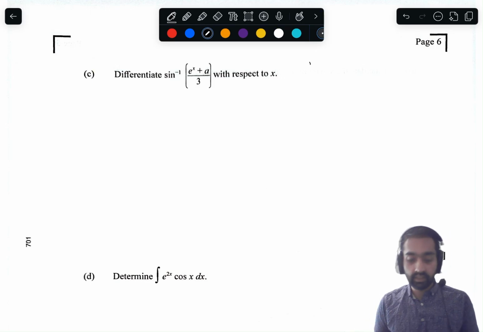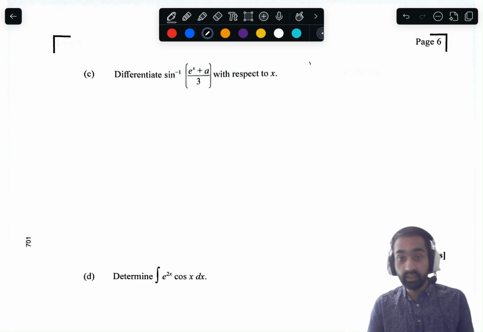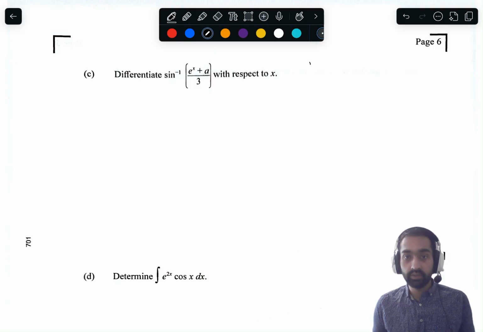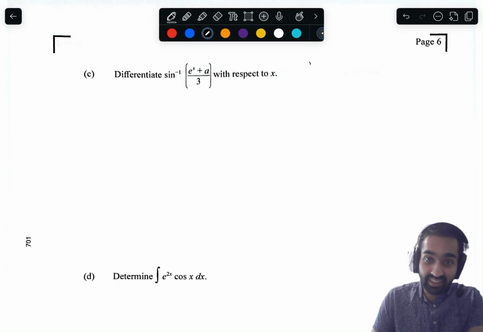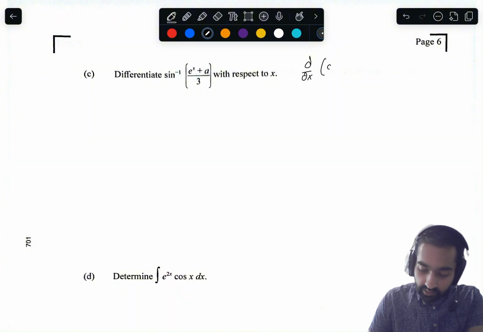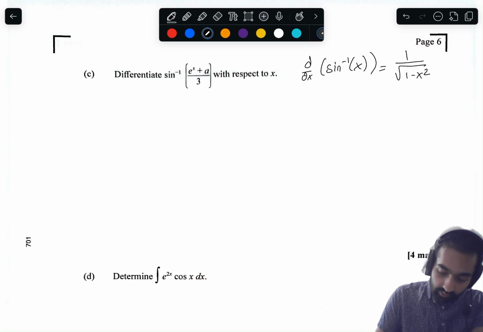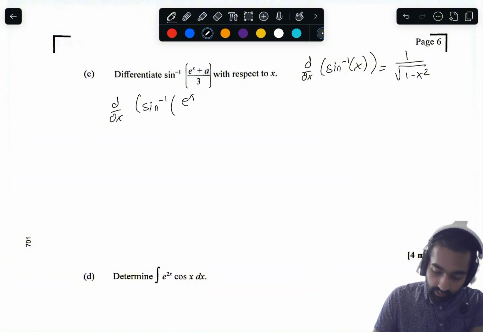He asks us to find the derivative of sine inverse of e to the x plus a over 3 with respect to x. So, I mean, this is really just using the chain rule, but you have to also remember d dx of sine inverse x. If you remember, it's 1 over the square root of 1 minus x squared. So now d dx of sine inverse e to the x plus a over 3.